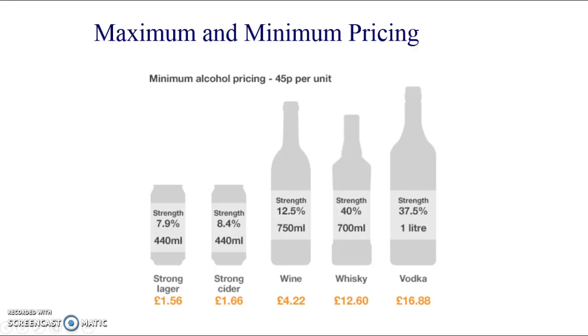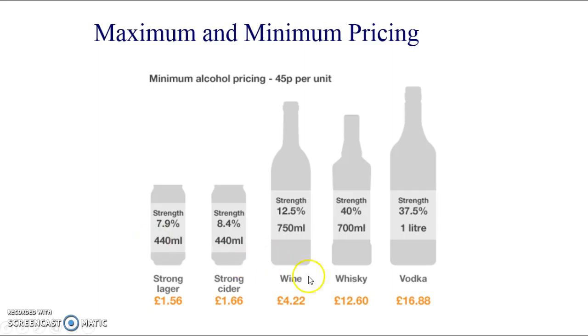Hello, in this video we're going to look at maximum and minimum pricing, and this is a graphic that I got from the BBC News website. It was looking at the effect on the prices of alcohol if the proposed measure to introduce minimum alcohol pricing in Scotland goes ahead, which would make a unit of alcohol 45p.